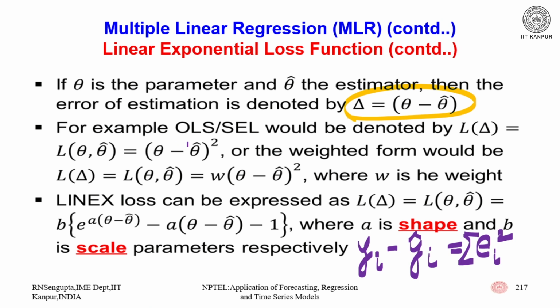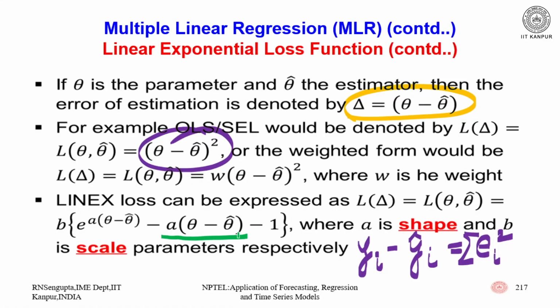For example, in the ordinary least square or squared error loss, it will be denoted by (theta minus theta hat) square, or you can use the concept of weights also. If theta minus theta hat is positive, then you give a higher weight. If theta minus theta hat is negative, you give a lower weight. For example, if theta minus theta hat is positive, you give a weight of 2, and if theta minus theta hat is negative, you give a value of 1.5. So it will be 2 into (theta minus theta hat) square if theta minus theta hat is positive, and a weightage of 1.5 if it is negative.